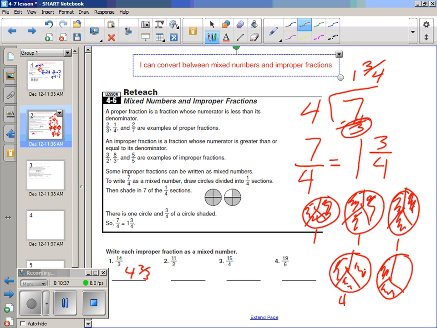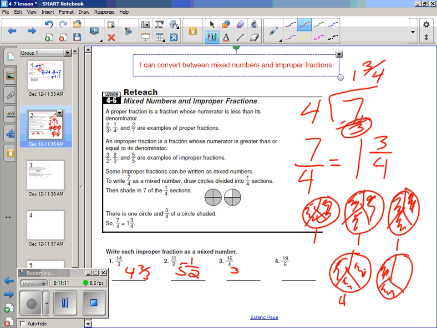Okay? So how many 2's will go into 11? 5. Would everybody agree that 5 2's will go into 11? Okay? Then how much is left over? 1/2. 5 and 1/2. How many 4's will go into 15? Will 4 groups of 4 go into 15? Nope, it's too many, right? So 3.